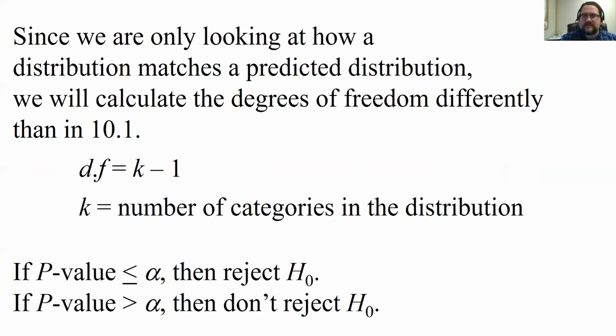And again, just like we've done in the last however many chapters, if your p-value comes out to be less than or equal to your level of significance, reject the null hypothesis. If it's more than that, don't reject the null hypothesis. Okay, so same old there.